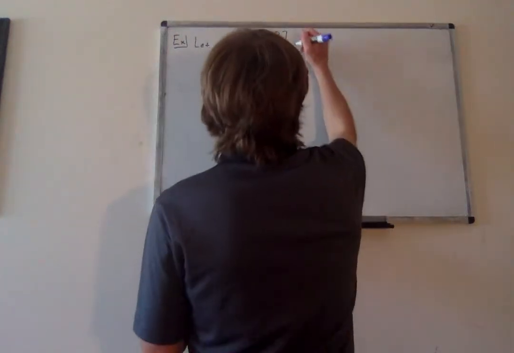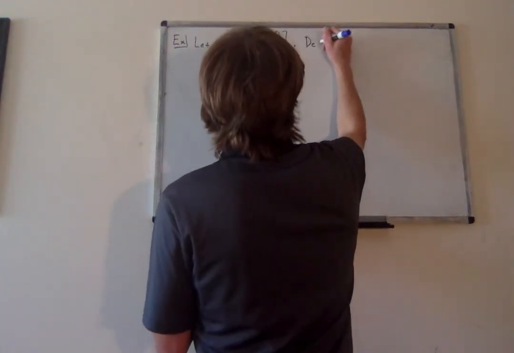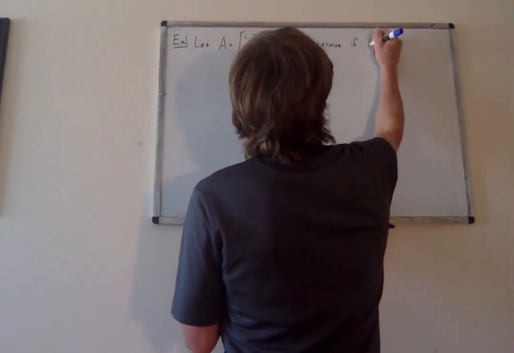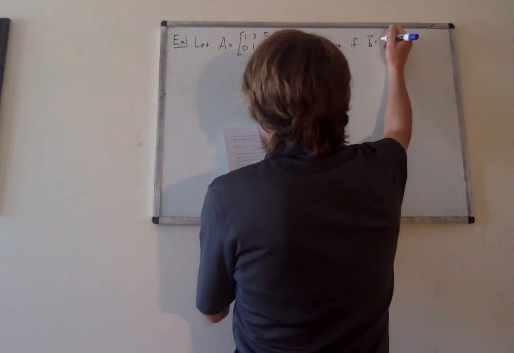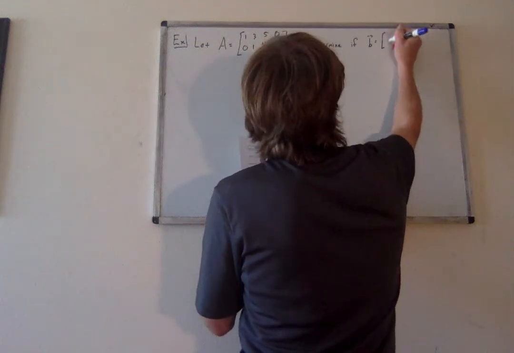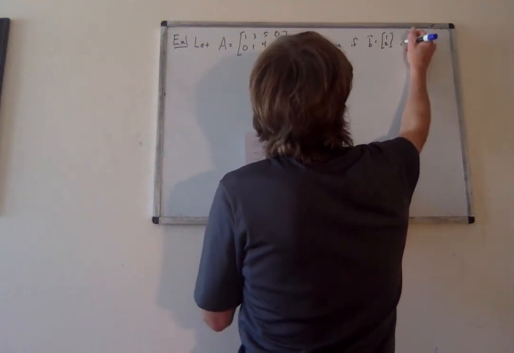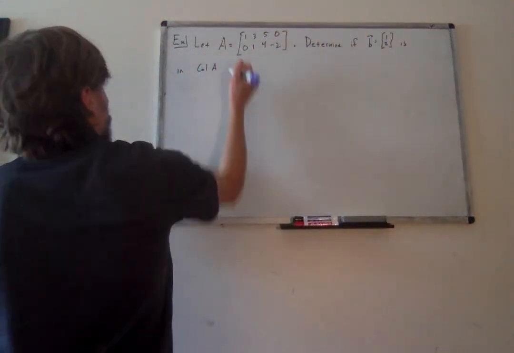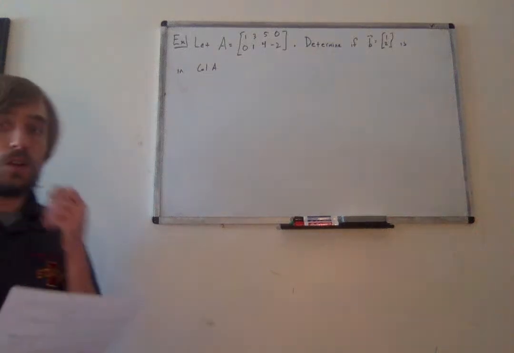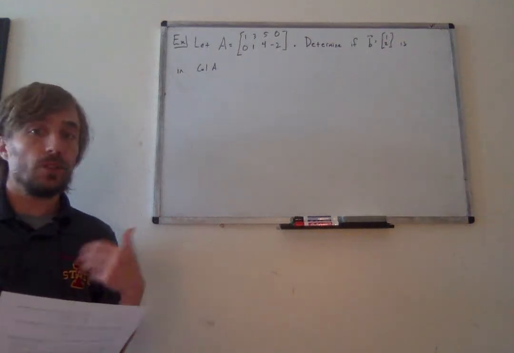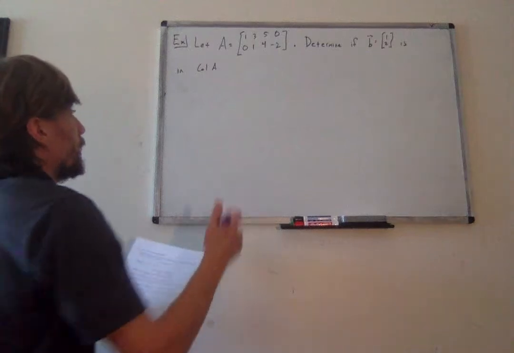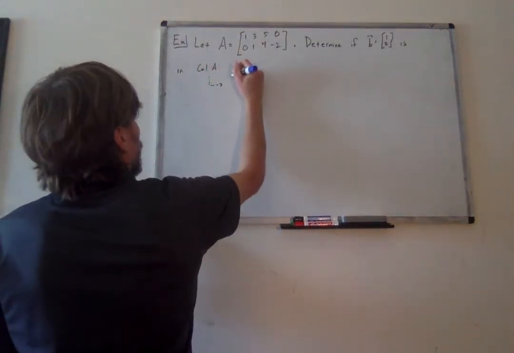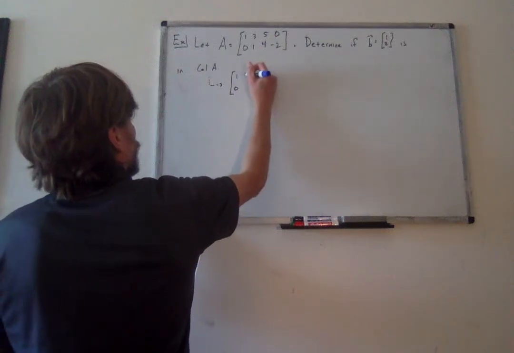So we want to let this matrix be defined, and we want to determine if the vector B, which is equal to 1, 2, is in the column space of A. And so now what we want to do is set up the augmented matrix and just solve the corresponding system of equations, and row reduce.